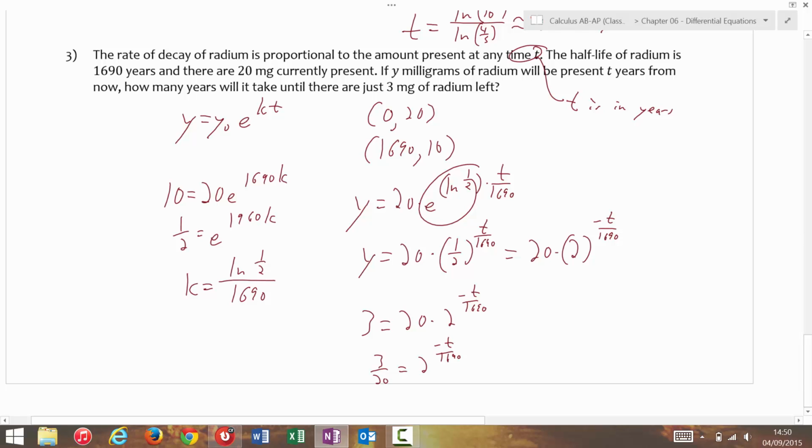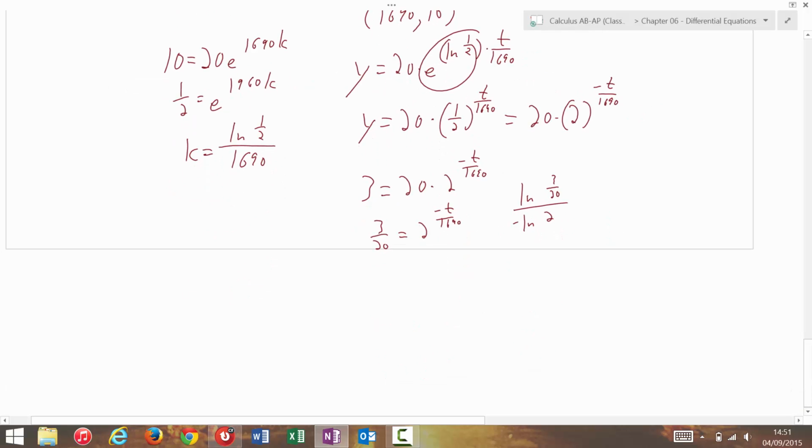Take the natural log of both sides, and I get ln of 3/20 over, this would be the negative ln of 2, or the ln of 1/2, and then times 1690. It's going to equal t. So t is equal to 4625.47 years.